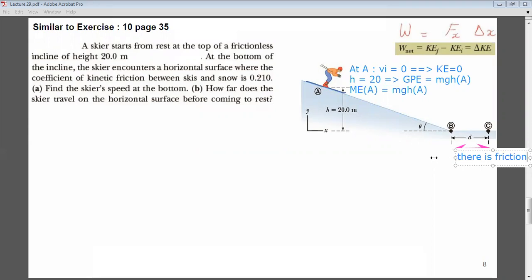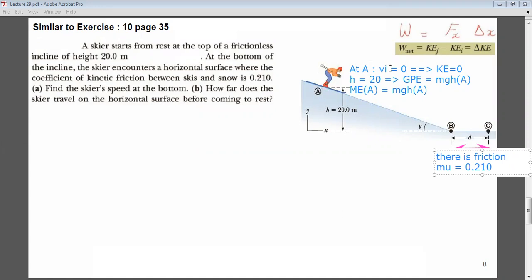So I cannot apply conservation of mechanical energy between B and C. I can only do it between A and B. They give me the mu to be 0.210. Find the skier's speed at the bottom. So we need to find the speed at point B.